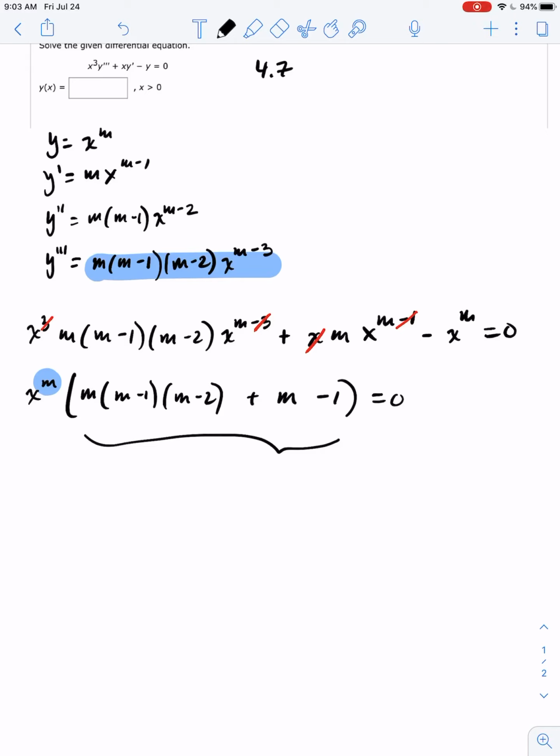So here I'm going to just distribute. I'll get m cubed minus 3m squared plus 2m. So this is m squared, sorry. And then plus m minus 1, right? So let's simplify.